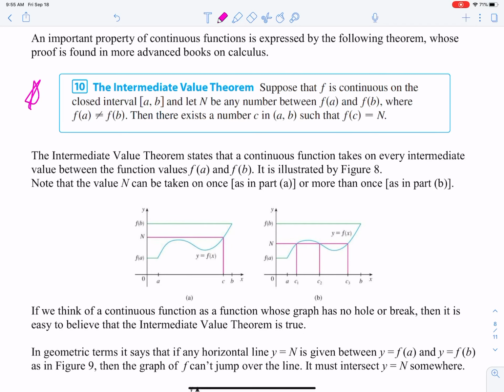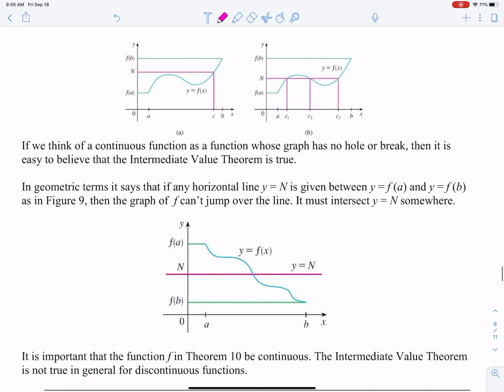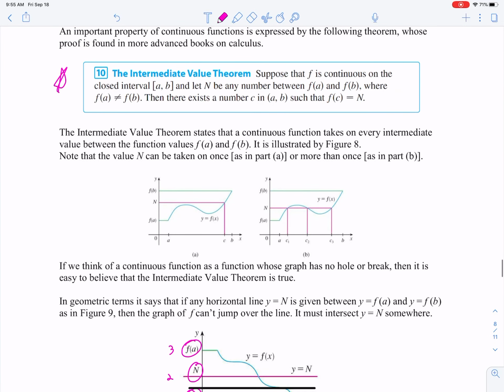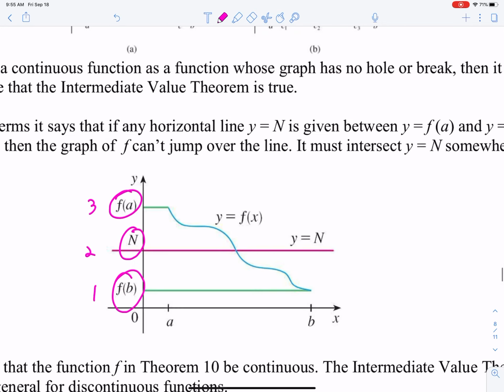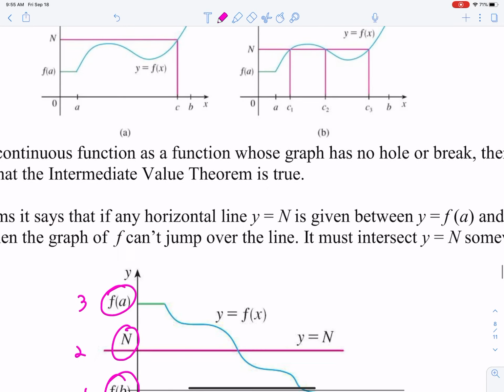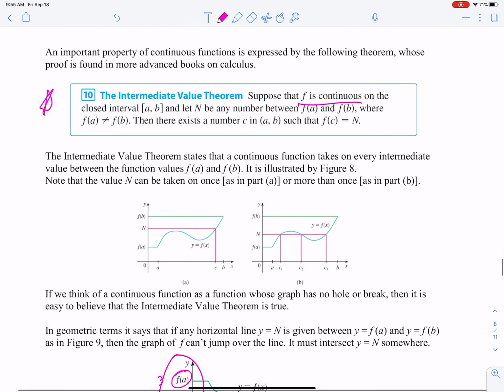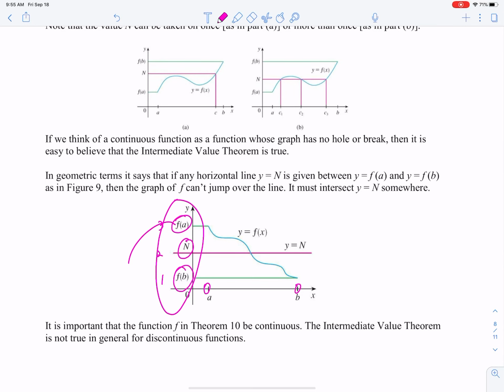Well, let's do a little example here. This is the best way to say it. We said N must be between f of a and f of b. It's just some value, like 1, 2, 3, let's call it. So we have a continuous function, right? I can draw this function without picking up my pencil. So let's say f is continuous on the closed interval from a to b, so from this point to this point, we're continuous. N is between f of a and f of b. And f of a and f of b are not equal, clearly, right? They're two different values.